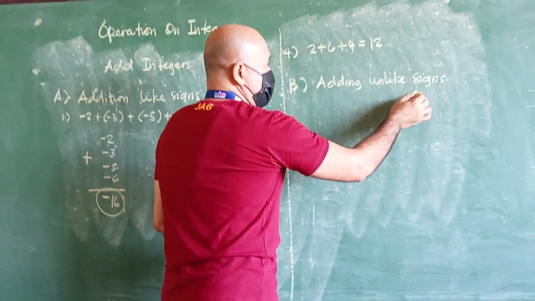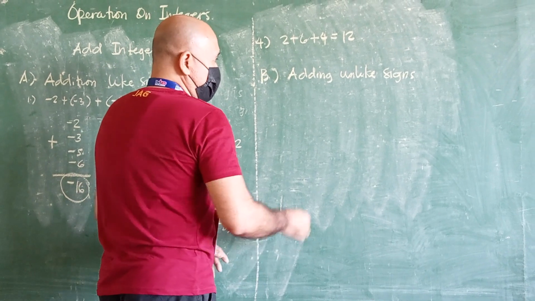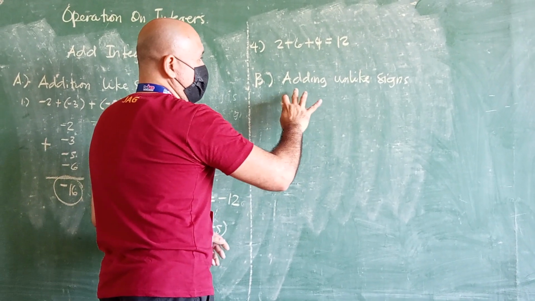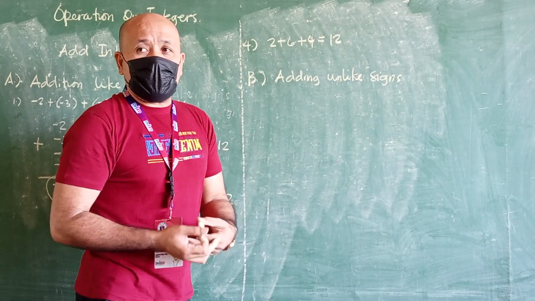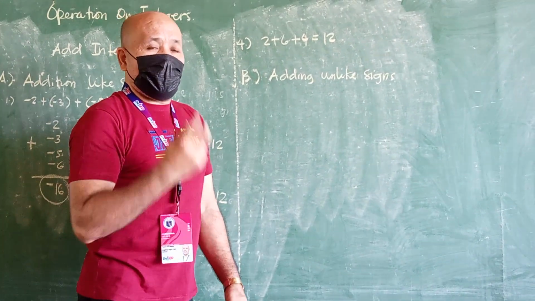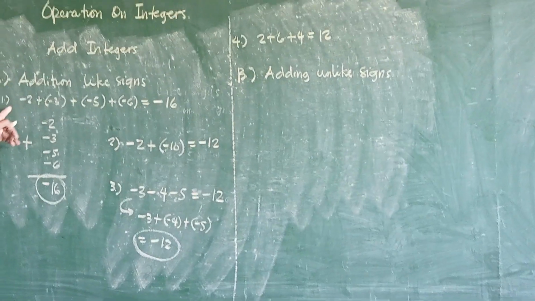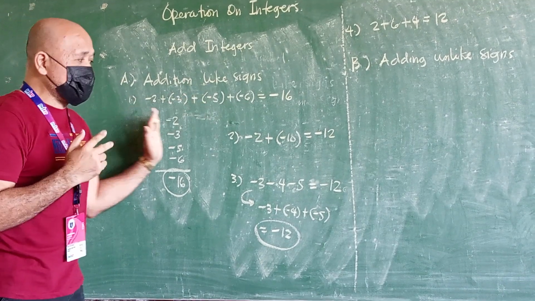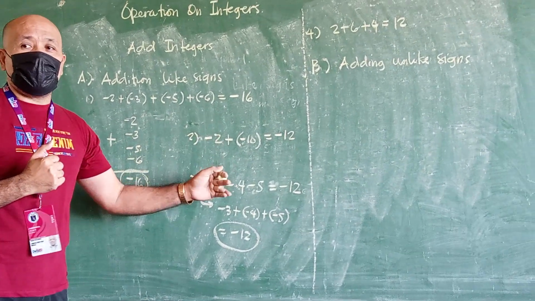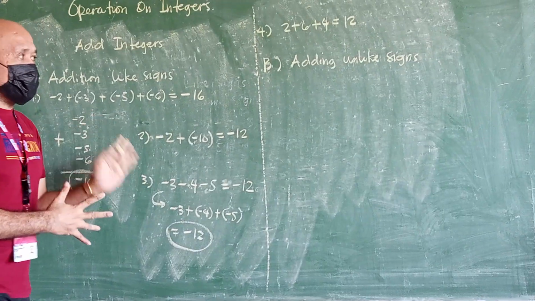Again, to recall, these are two integers with opposite signs. For this rule, when you add unlike signs, this rule is strictly applied and observed when you are only adding two integers. Unlike in the first rule, the addition of like signs, where we can add as many integers as we can, because there is no restriction there.